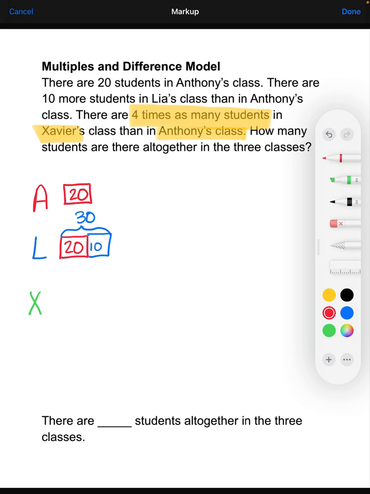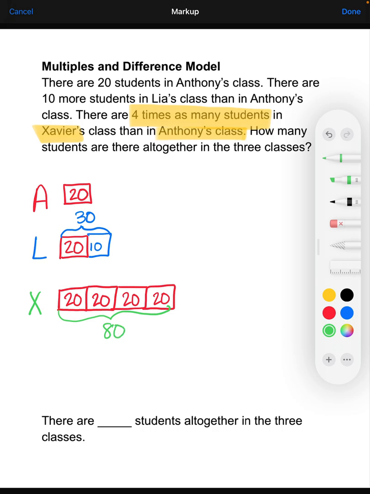So looking at it, here is our first bar, our second bar, our third bar, and our fourth bar that looks exactly like Anthony's. And for Anthony's, it had 20 in each one. So that means for Xavier, I'm going to have 4 identical bars of 20, which gives me a total of 80 students in Xavier's class.